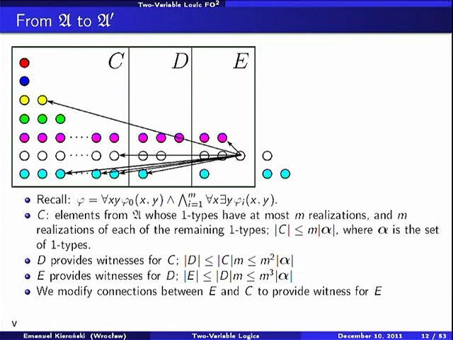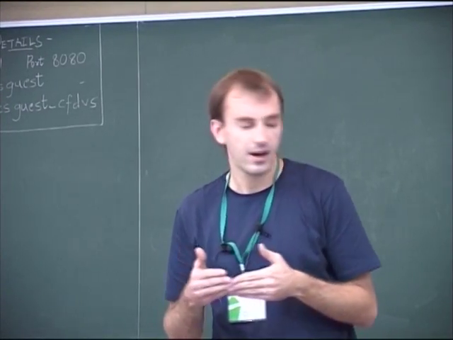So in fact, this finishes the construction. We have a structure consisting of at most exponentially many elements. Because how many elements do we have in C? For each one type, we put in C at most m realizations, where m is linear in the size of the formula. And the number of one types is exponential. To construct a one type, you simply say, for each symbol of the vocabulary, that P of X or not P of X. So two choices. So the number of one types is exponential with respect to the size of the vocabulary.